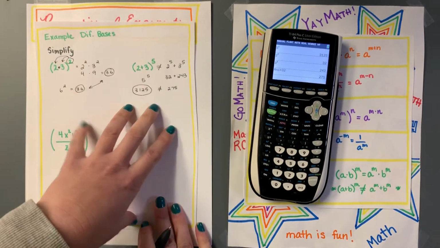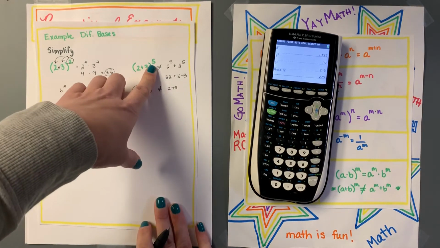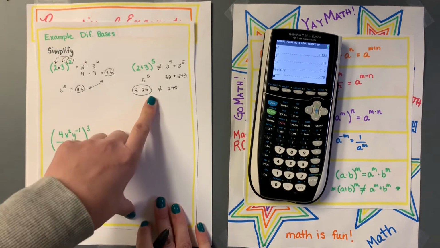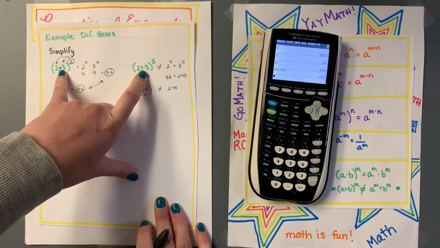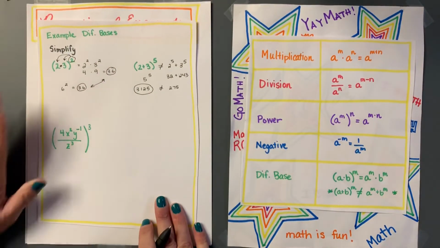We would need to end up foiling this out, and this is to the 5th, so this would just become a nightmare. But keep this in mind, addition versus multiplication. Make sure you're not getting them confused.